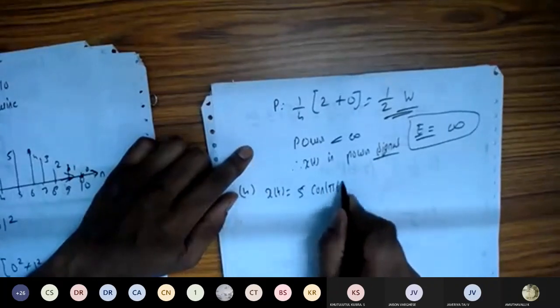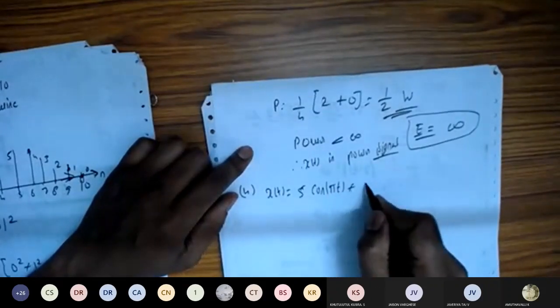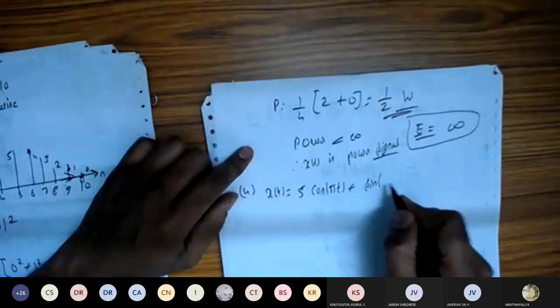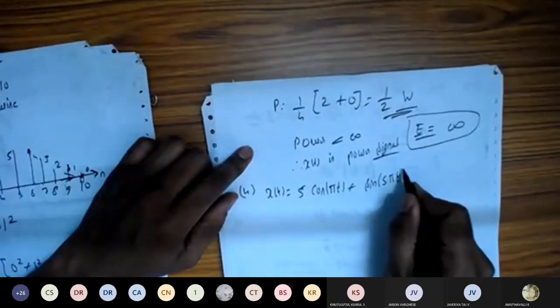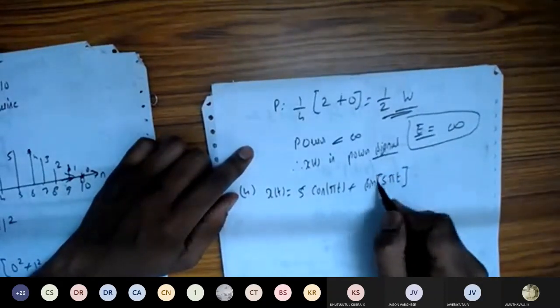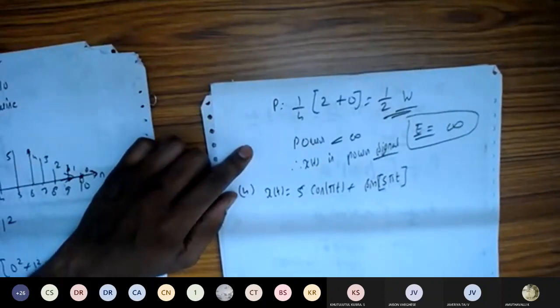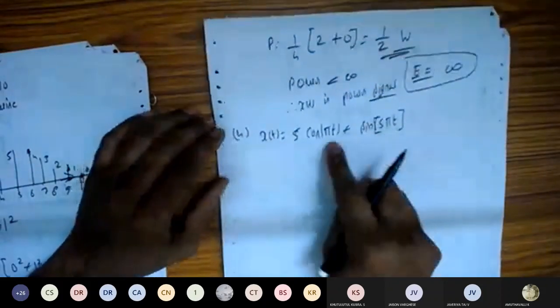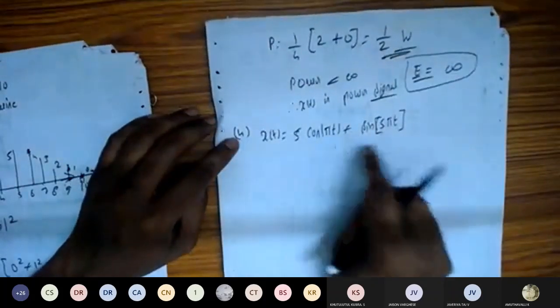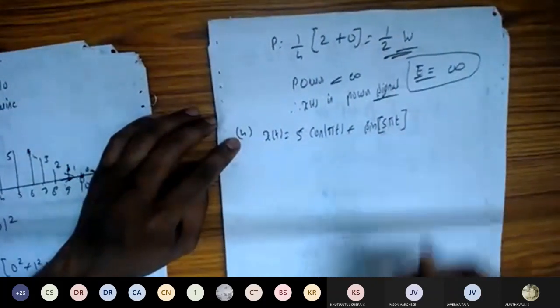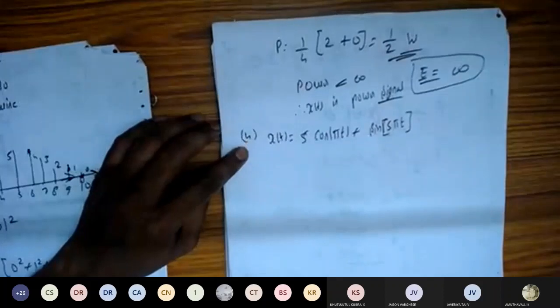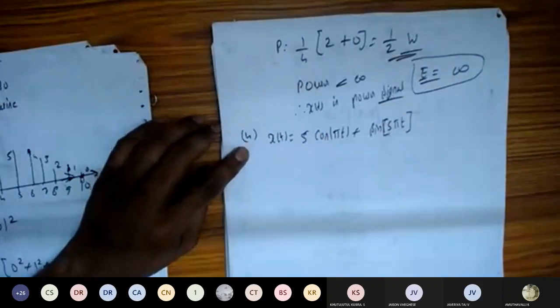5 cos pi t plus sin 5 pi t. By observation you can see both have pi. So this is also periodic, this is also periodic. So both will be periodic signals here. Okay, so let us find that.